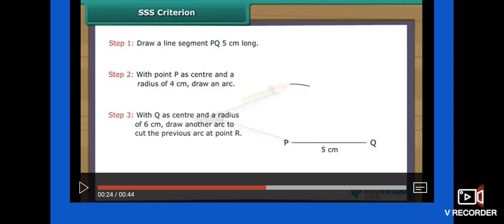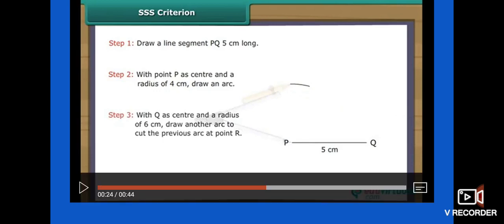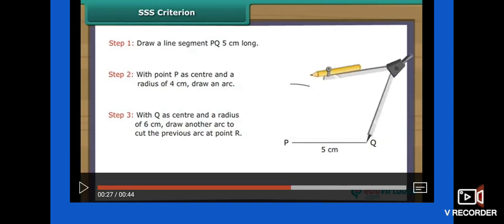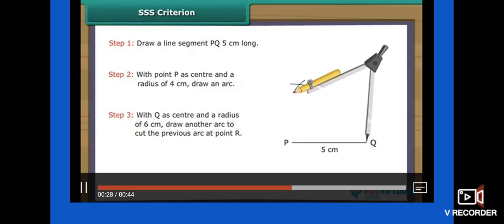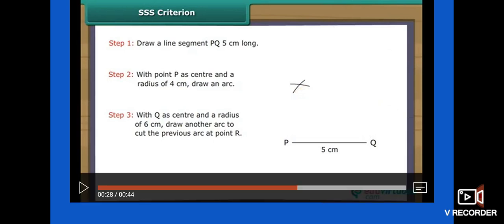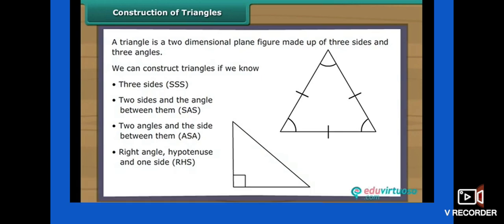Next, we know QR equal to 6 centimeter, that is already given in the rough diagram. Then take the compass again and measure 6 centimeter with your ruler. Then put the pointer at Q, then draw another arc cutting the first arc. If the two do not cut, you can extend the arcs and make them cut. Then we will get a point there.